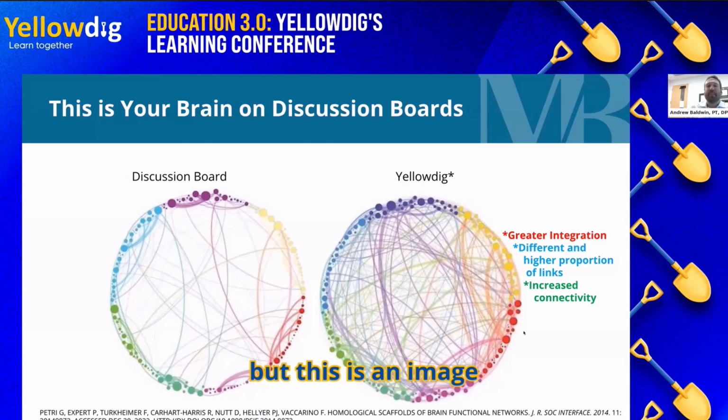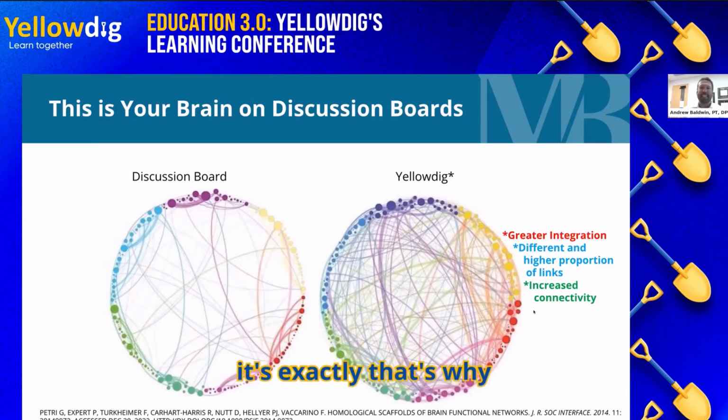But this is an image that they used to show in a study related to psychedelics of the interaction of the neurons in the brain. And as a background, again, not my area of specialty, but the right picture was what the brain interactions looked like on psychedelics. So I was like, hey, that's interesting. It reminds me of discussion board versus Yellowdig. But again, maybe a little bit outside the scope of this conversation and my skill set.